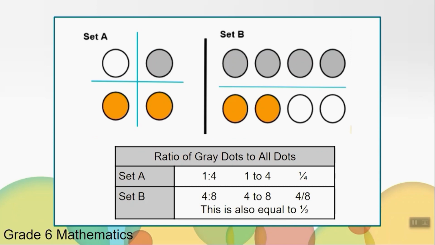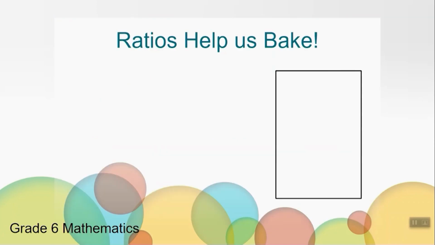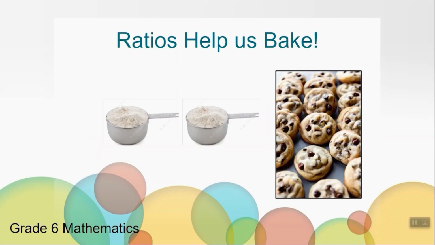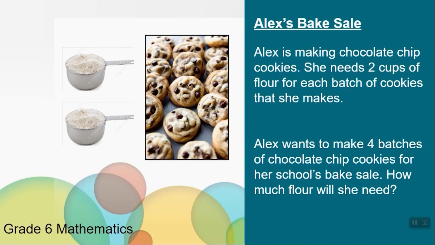Now let's explore some ratios in real life. We use ratios when we bake all the time. Let's read about Alex's bake sale. Alex is making chocolate chip cookies. She needs 2 cups of flour for each batch of cookies that she makes. Alex would like to make 3 batches of chocolate chip cookies for her school's bake sale.